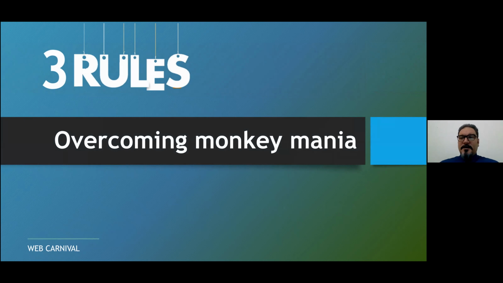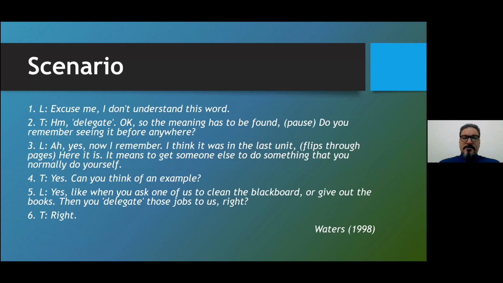But the next part, we're getting into the last parts of the talk, is about overcoming monkey mania, or we can say overcoming the monkey management problems. I told you that one of the biggest concerns of people who are working with guided discovery is that the students can discover something wrong. And so what should I do with that? To see how we can solve these problems, I want you to look at this scenario, and then I'm going to explain how.